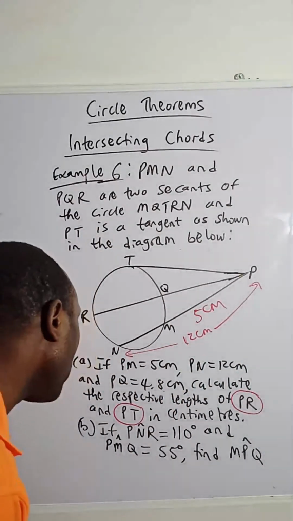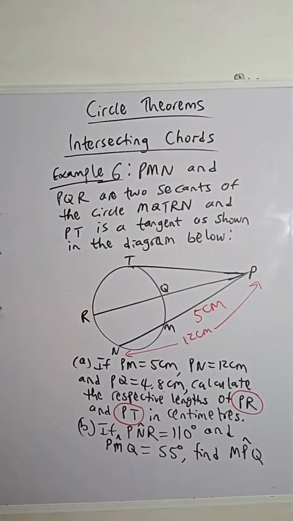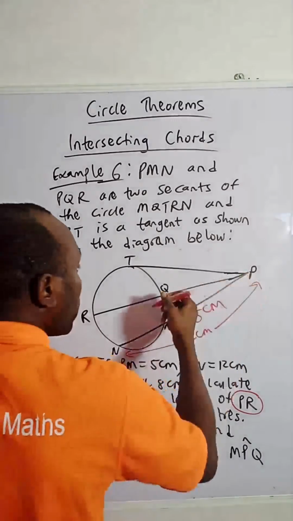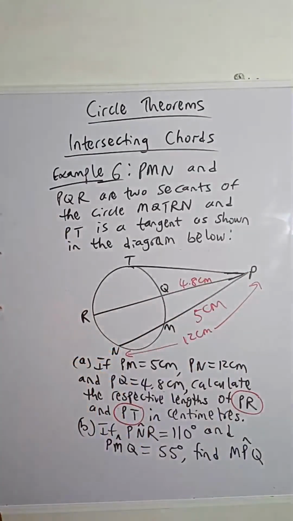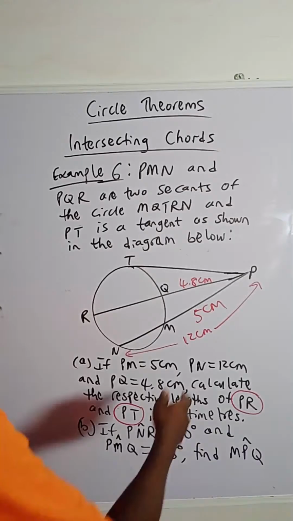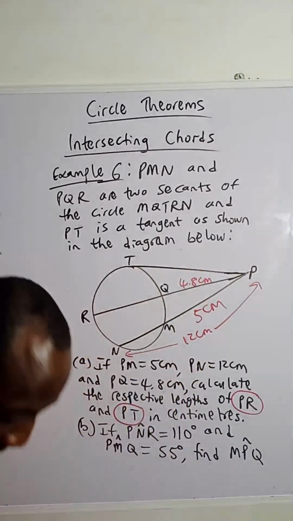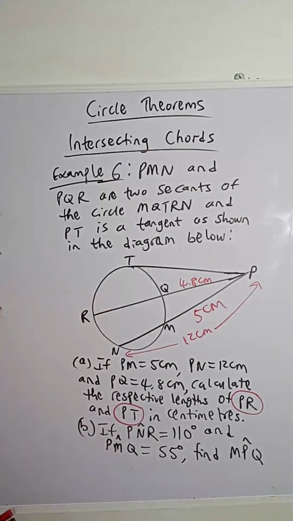Okay, what else was given to us? We're told that PQ is 4.8. Where is that? P to Q, this is 4.8 centimeters. Yes, 4.8 centimeters. We can now get the others. So who wants to help us out? We're trying to get PT first, the tangent, PT. If you have done it, type it in the comment. How do you get PT? Who is helping us with that?